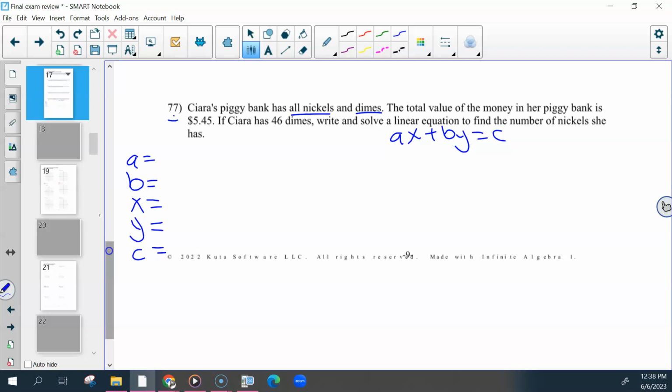C is usually your total, and it tells us the total value. I'm going to put that here. X and Y are usually the things you don't know. So here we're looking for number of nickels, which means Y would be number, or whichever one. The other one would be number of dimes. So if I say X is number of nickels, Y would be number of dimes, but we're told how many dimes there are, 46.